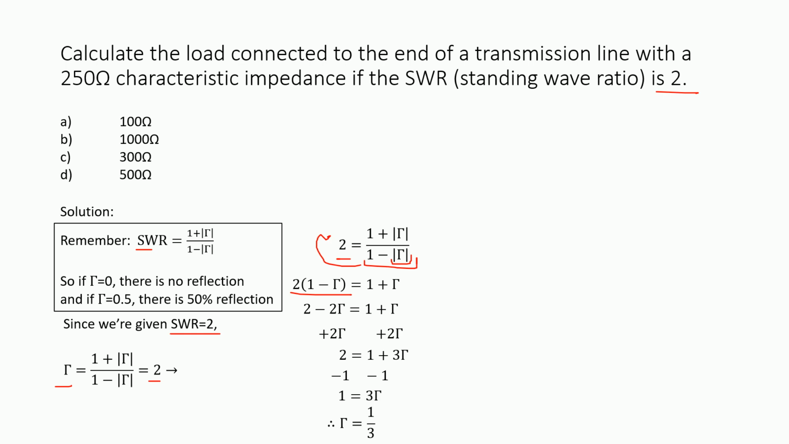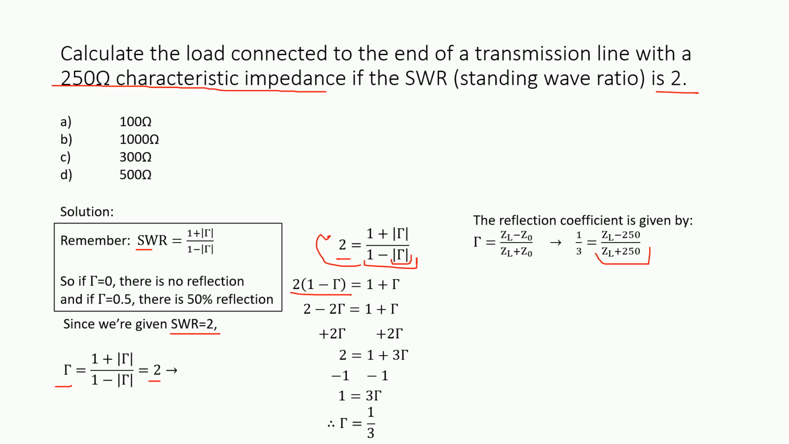Now I can start to do some math to calculate my load impedance. This is also on the FE, and I also have this memorized. This 250 ohm characteristic impedance is not a standard characteristic impedance of any transmission line, but they like to throw silly stuff like this on the FE. You guys know what I'm talking about. They do this all the time.